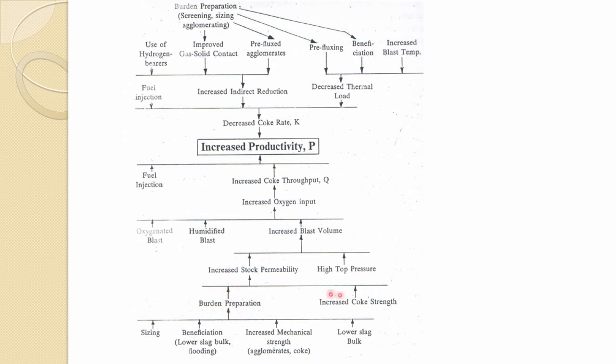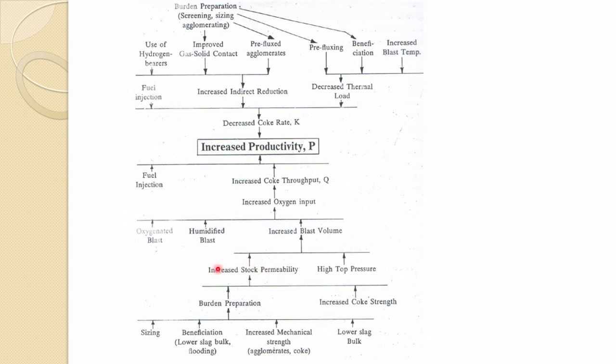So this is in the burden preparation, and if we can increase the coke strength, this is also very important, because coke is taking part in many things in the reaction, and when the gaseous reaction is occurring, at that time coke is actually getting gasified. So strength goes down, it becomes more porous, and near the dripping zone and the tuyere, it has to go through lots of attrition and harsh conditions. So coke quality is very important. If we can maintain that, we can have increased coke throughput.